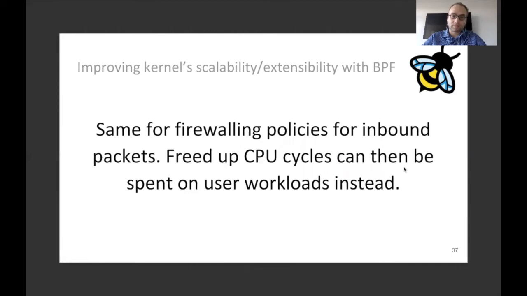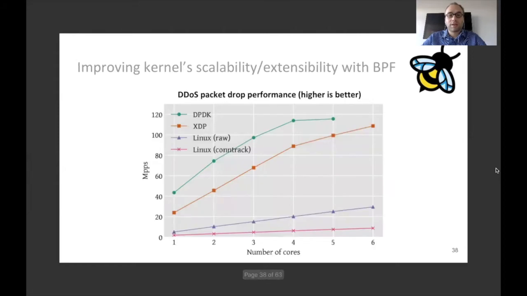And something similar can be done for moving the firewalling policies from the kernel stack down to the XDP layer. And you can then free up CPU cycles that you can otherwise spend on user workloads. For example, the DDoS packet drop performance comparison. You can see DPDK is still performing slightly better, but XDP has significantly better performance compared to the regular kernel stack, which you can see in those 2 graphs below here.